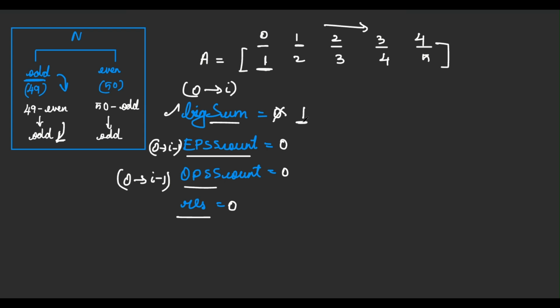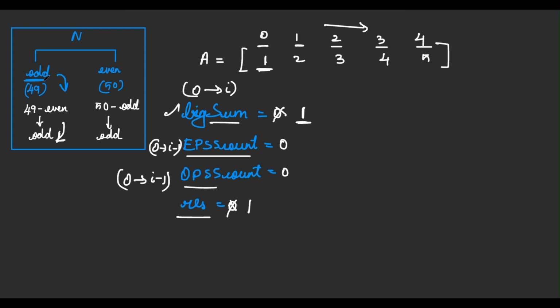Now, what is the next step? We'll be checking if the bigger sum is actually odd or not. If it is odd, we will right away increment the result, right? That is the very next step. So right now we can see that this is going to be an odd number, so we can directly increment our result by 1. After incrementing it, we will now check the EPSS count and OPSS count according to the parity of this whole sum, right? Now, what is the parity of this whole sum? This is an odd number.